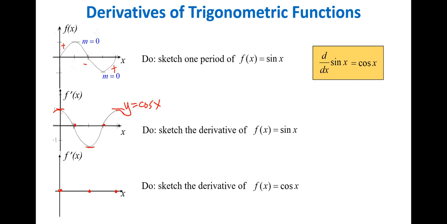And then from here to here, the slopes are negative. From here to here, the slopes are positive. That's going to make the derivative graph look like this.